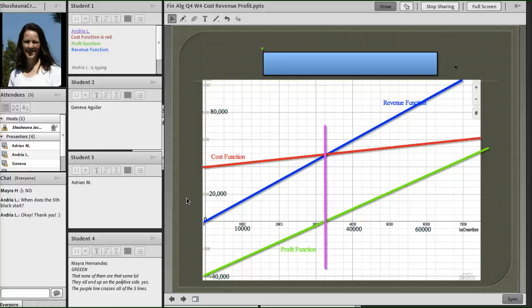It does, it crosses all 3 lines at a special location. What's the special location? Geneva hinted at it earlier. Well, she totally didn't hint at it, but she totally spilled the beans.